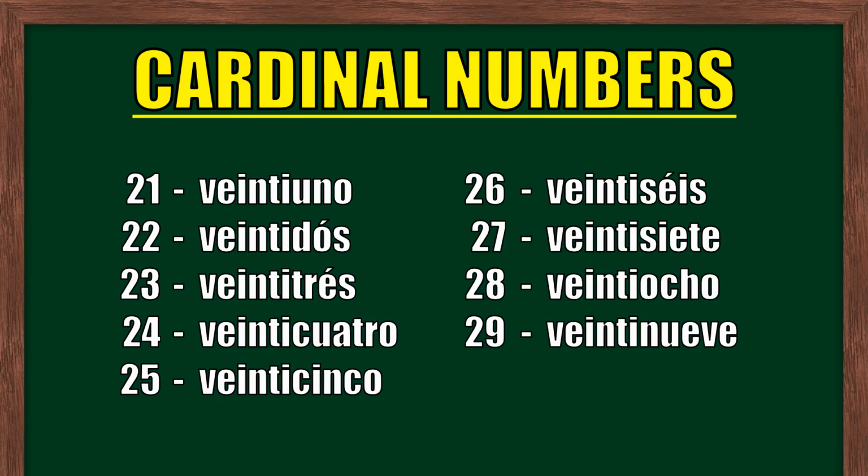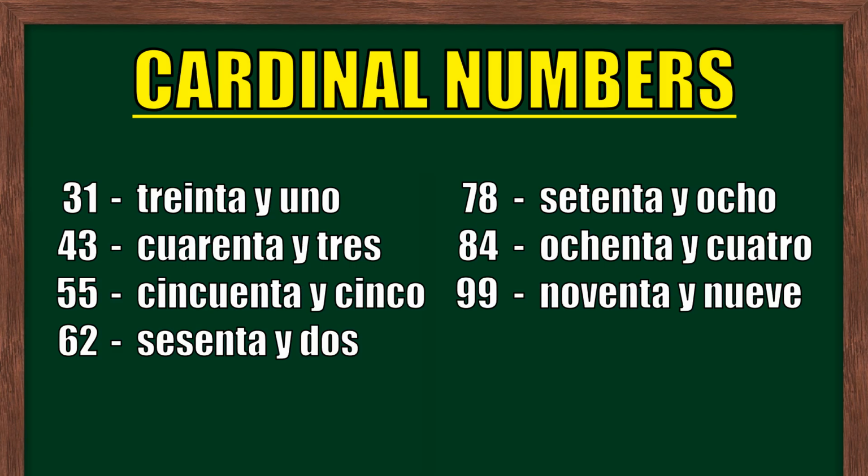So 21 is veintiuno. 22, veintidós. 23, veintitrés. 24, 25, 26, 27, 28, 29. The 20s are the only ones with which we do this. All of the numbers between 31 and 99 are not like this. It is not just one word. We use the multiple of 10 and then "y" and then the other number, 3 separate words. Only in the 20s do we make them all one word.